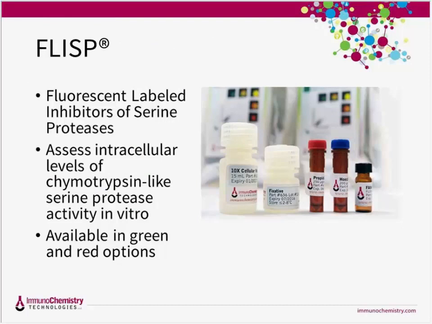Moving on now to cover our FLISP product line. Our FLISP reagents, or fluorescent labeled inhibitors of serine proteases, are cell permeant fluorescent inhibitor probes that are used to quantitate serine protease activity within cultured cells. Our FLISP assays are available with both green and red options.